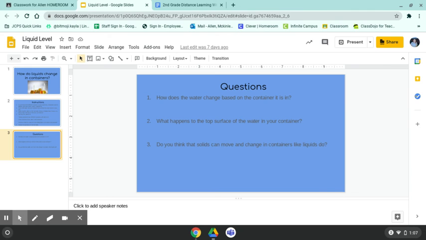Now, this is a question about solids doing that. Do you think that solids can move around like liquids do when they're in containers or cups? If I put a rock into a cup, is it going to move around like my water does? You're just going to tell me if you think that solids can move like the liquids do. And this is all you have to do for your science today.